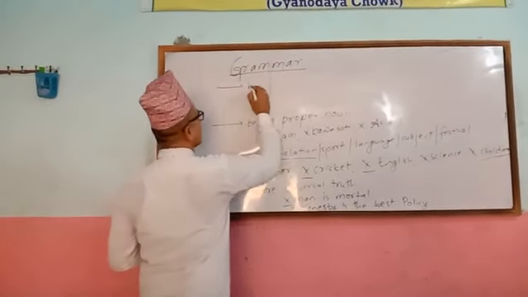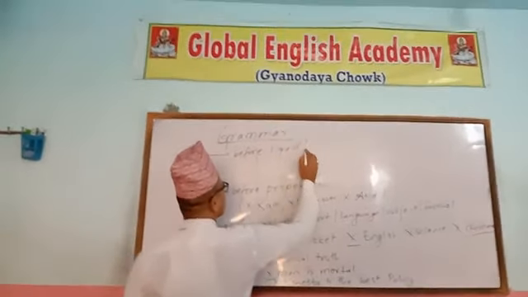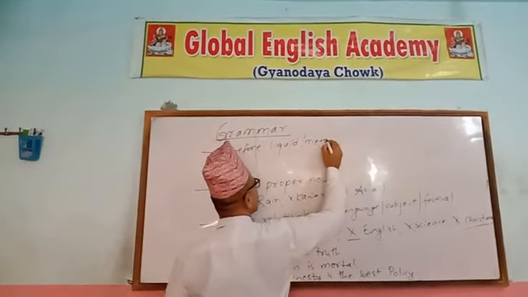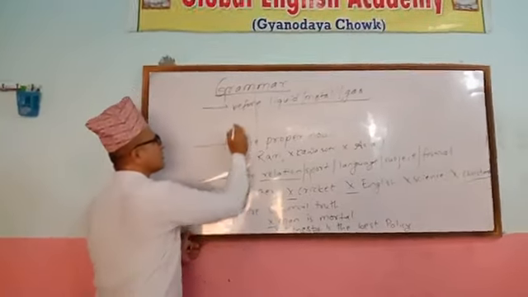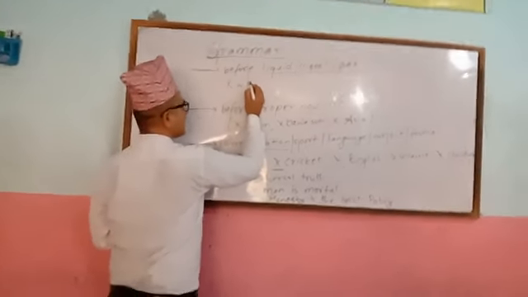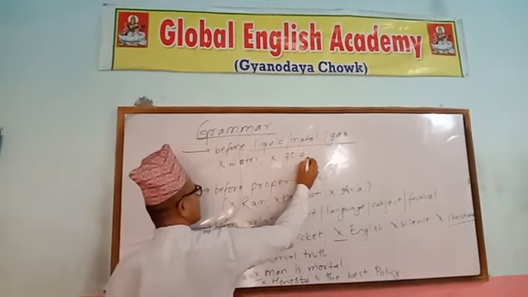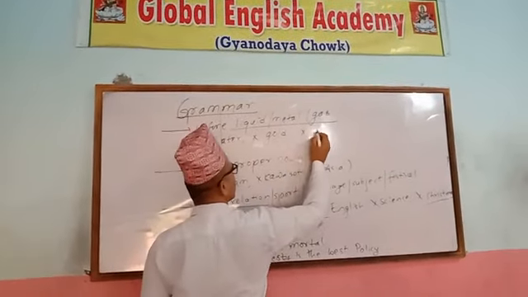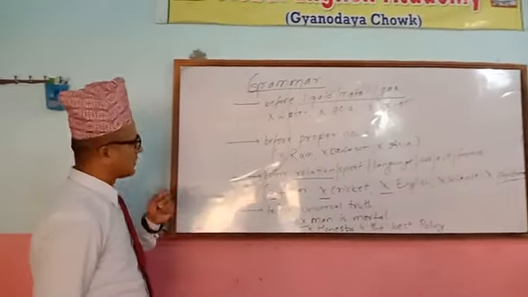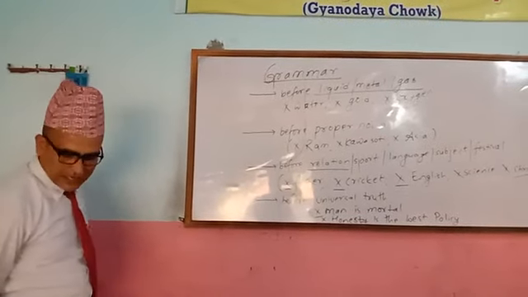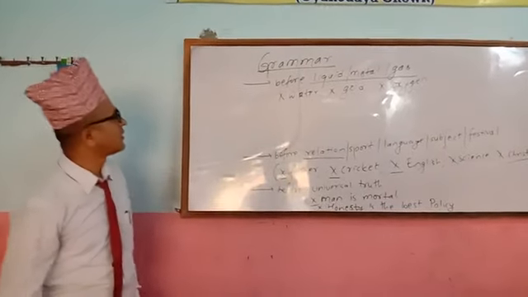And before liquid, metal and gas, we cannot use any article. For example, before water we cannot use any article. Metal. Before gold we can't use any article. Gas. Before oxygen we cannot use any article. Right? So, and the last one we have where no article is used.